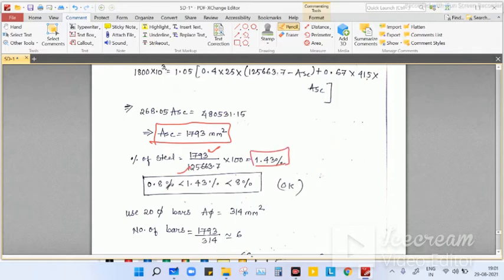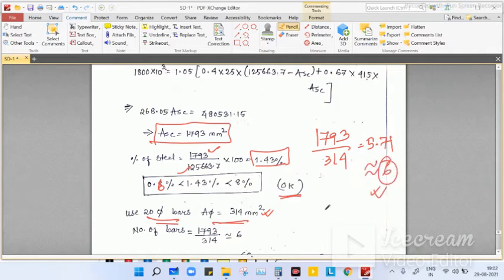We have to check whether it falls under 0.6% to 8% as per IS codal provision. If that is the case, that is okay. Now we will use, suppose we will use 20 mm bar. The cross section area of one bar is 314 square mm. The number of bars is 1793 divided by 314, which gives 5.71. So nearly 6 bars are required.